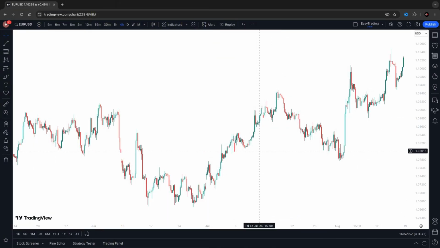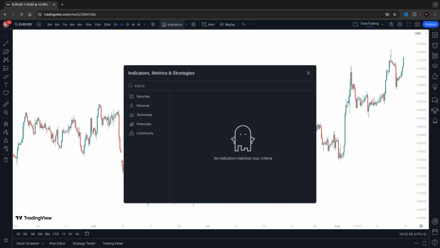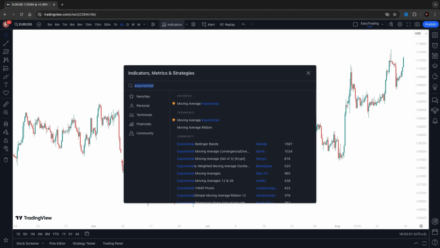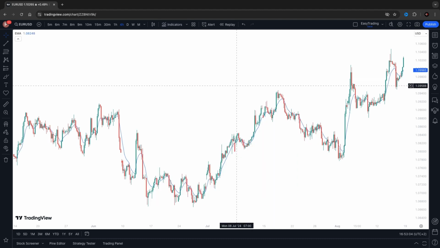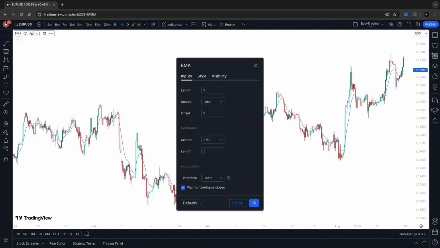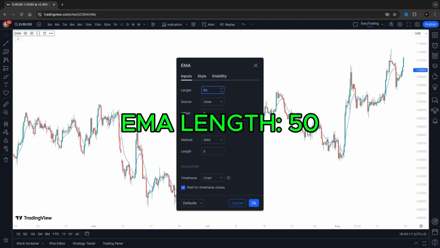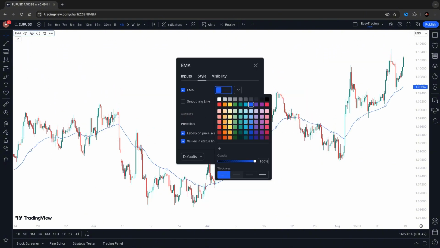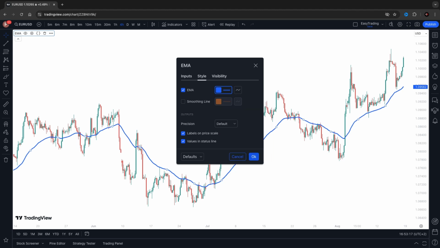Let's start by setting up our chart. We'll be using the euro-dollar pair on a 4-hour time frame. First, add the 50-period exponential moving average to your chart. This EMA will help us determine the overall trend. Now, let's change its settings. On tab inputs, change the length to 50. On tab style, you can change the color and width of the EMA.